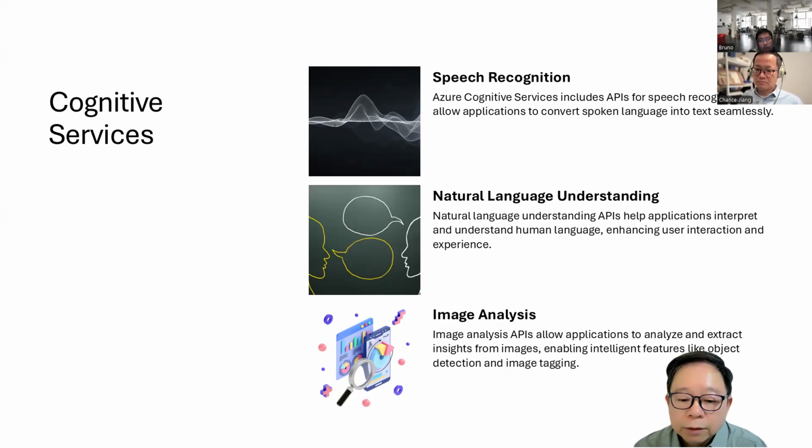In fact, the cognitive services are all in the format of APIs. So they have the Azure Cognitive Services API. They also have the natural language API. Also, they have the image analysis API. The image analysis allows an application to analyze and extract insight from the image, and you are able to enable smart features, for example object detection, facial recognition and also image tagging.